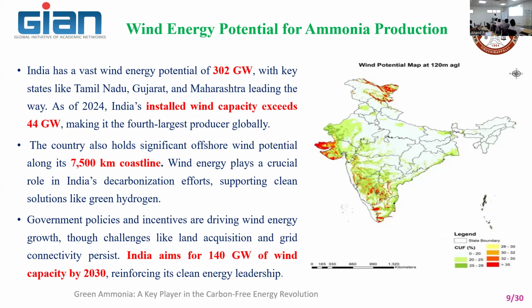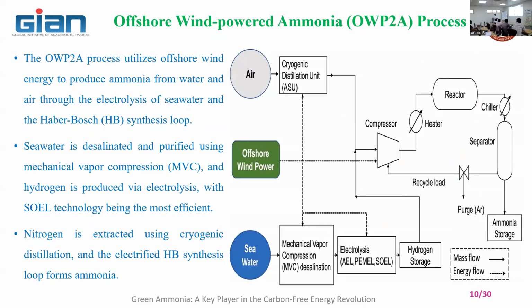And government policies and incentives are driving wind energy growth, though challenges like land acquisition remain. In order to go onshore, on the land, we need to acquire a lot of land, so there will always be conflicts over acquiring land. The way we are going for new airports or new road pathways, still the problems exist. So the government needs to take care of all those things to have a successful exploitation of the potential of 302 gigawatt. So this is the offshore wind energy potential process.